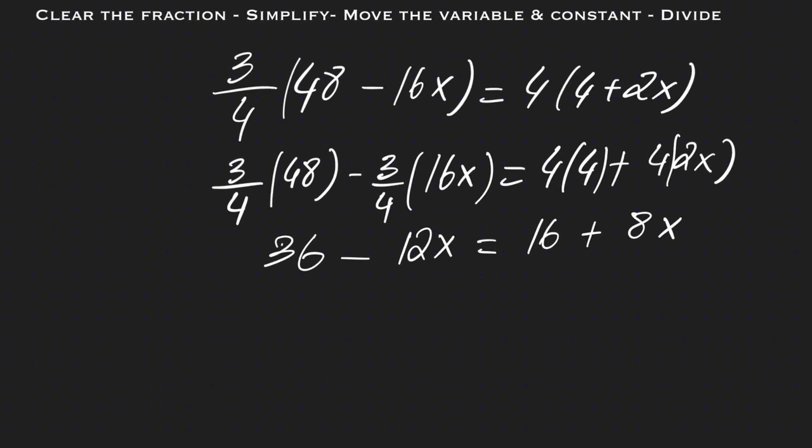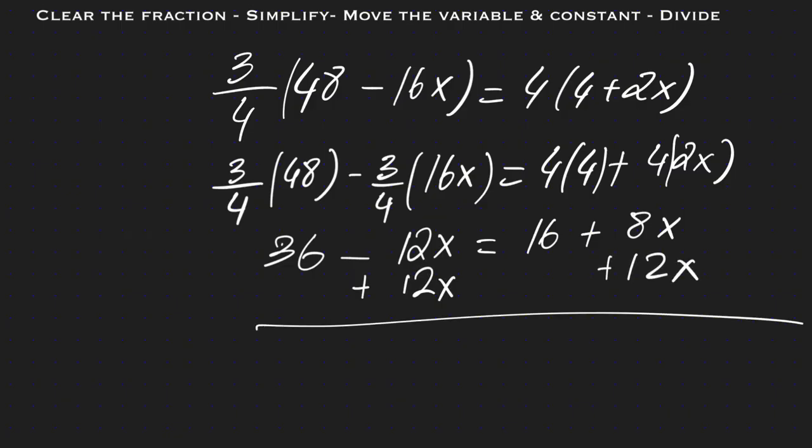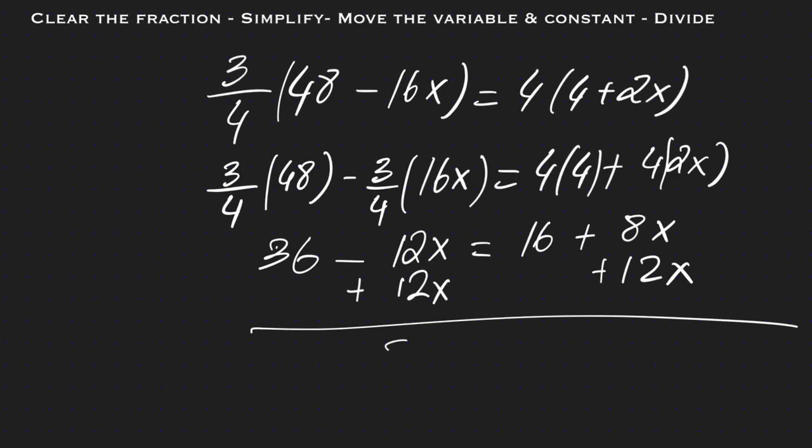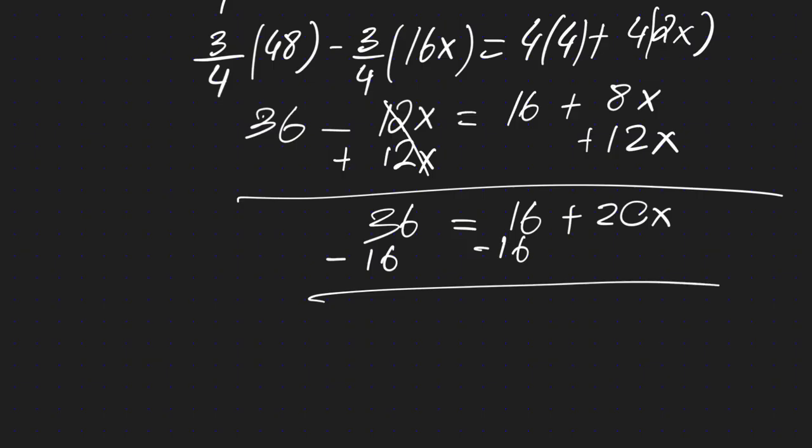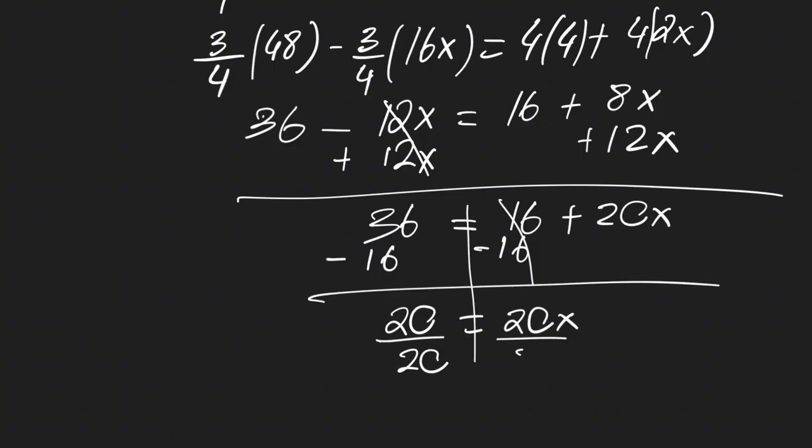Now from here, it's very easy. We can now move the variables and move the constants. So let's go ahead and do that. Add 12x to both sides. Then we can go ahead and write 36 equals 16 plus 20x. And now we can subtract 16 from both sides. All right, so then 20x will equal 20. Now we can go ahead and divide by 20. So then x equals 1.